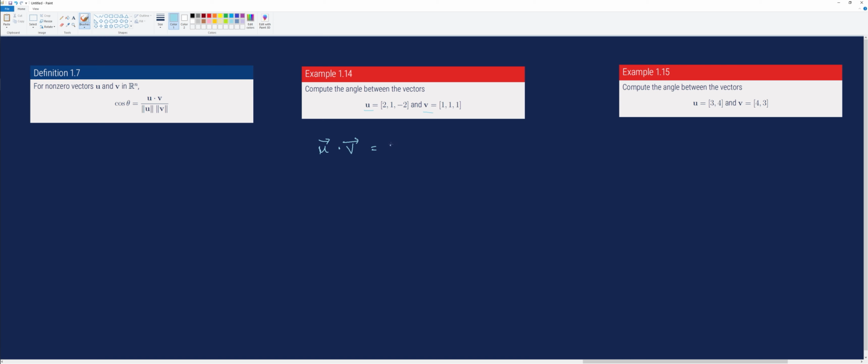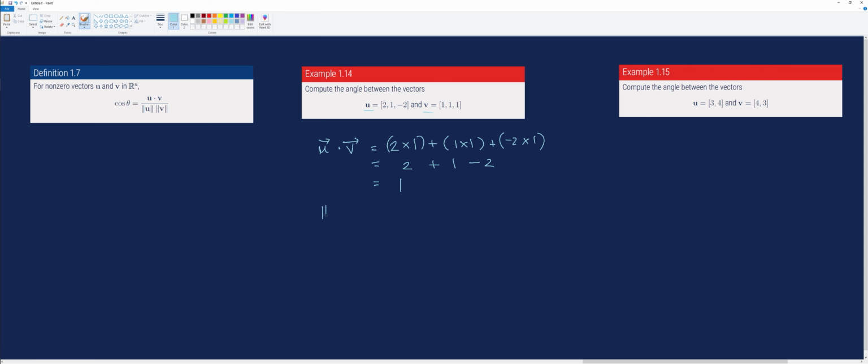Which is equal to 2 times 1 plus 1 times 1 plus negative 2 times 1. This is equal to 2 plus 1 minus 2, which is equal to 1.